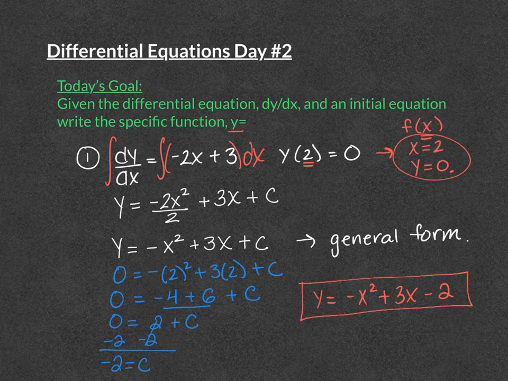This is my specific function that has a c value already written in for it. Okay, that's it for that example. Let's try another one. After I did that first one, I think you guys can try this one on your own.